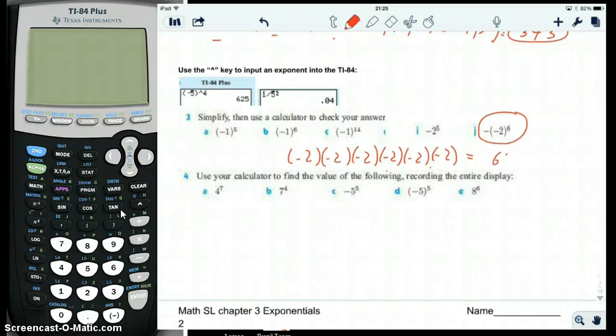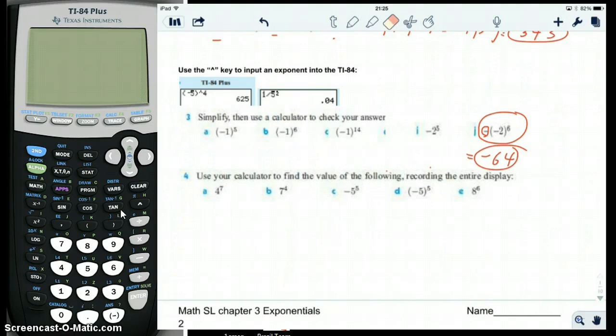Now, is it positive or negative 64? Well, the negative 2's will multiply themselves into a positive 64, but as you notice, there's a negative in the front, so it ends up being a negative 64. Okay? So the answer to J is negative 64.